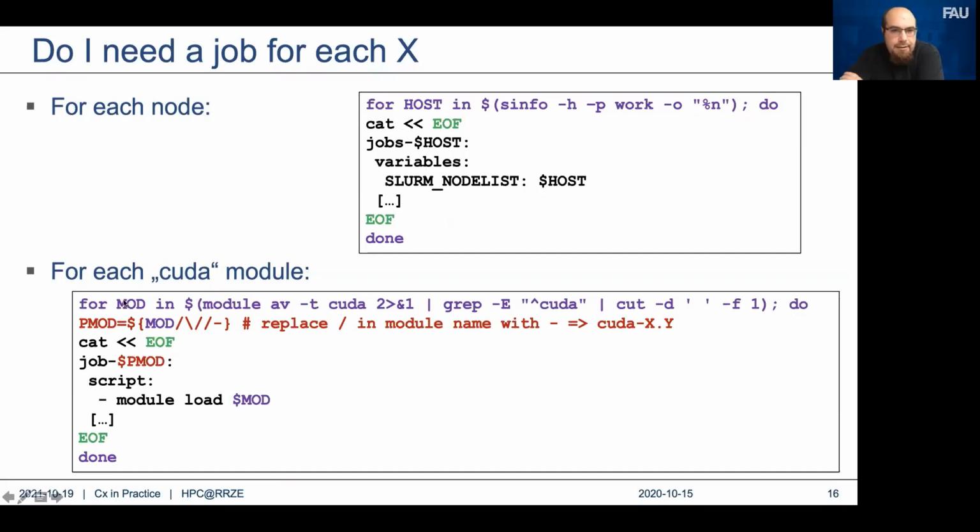Here, this is the example for the whole CUDA module thing. It's basically the same as the Python example that I have shown. So we run module avail, do some manipulations here, replace the slash with a dash, and use the variables when creating all the jobs.